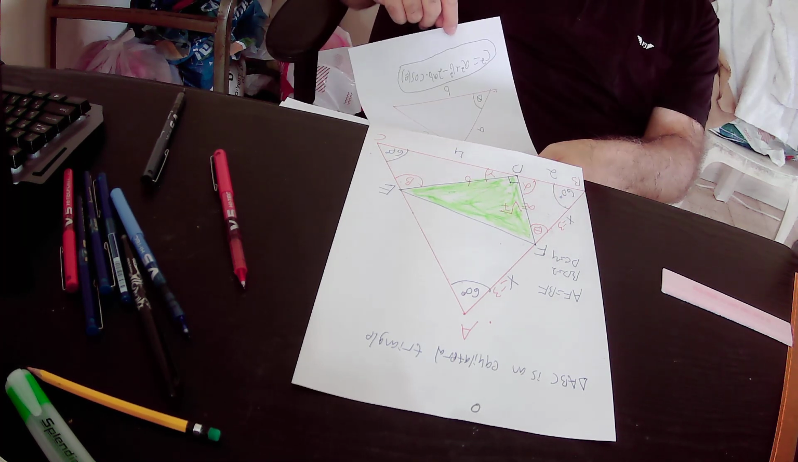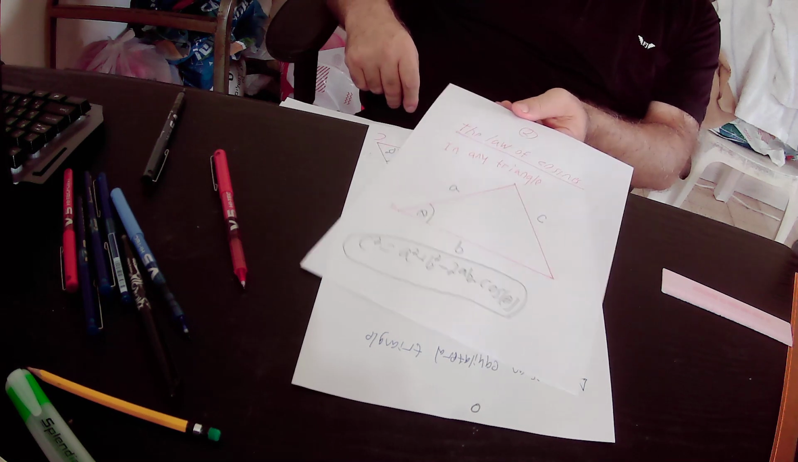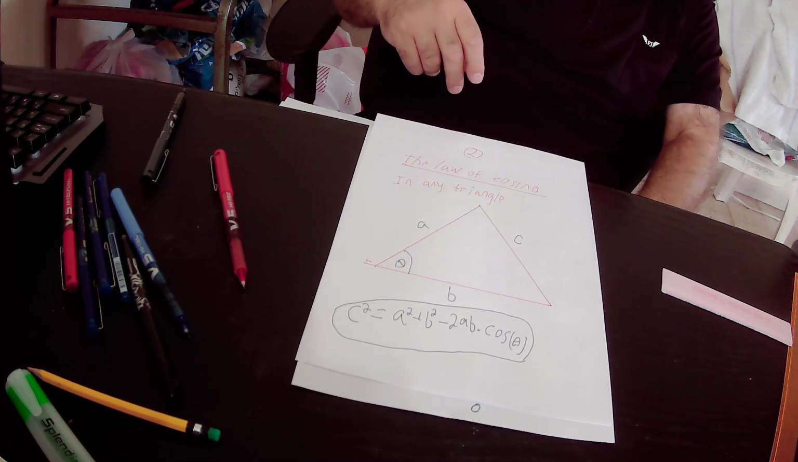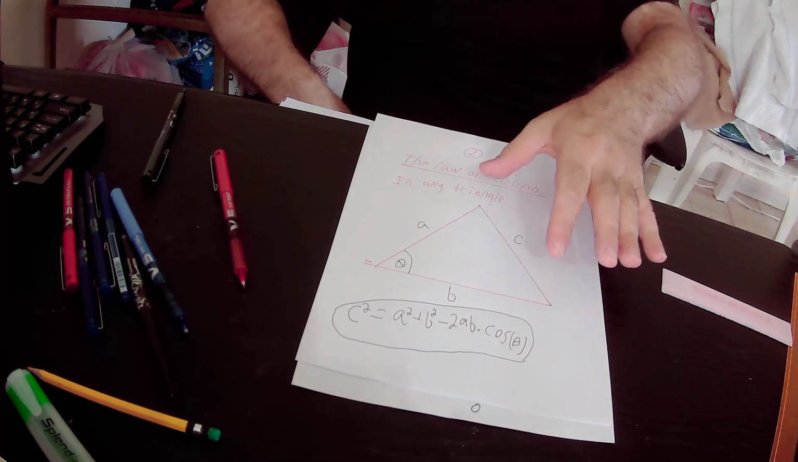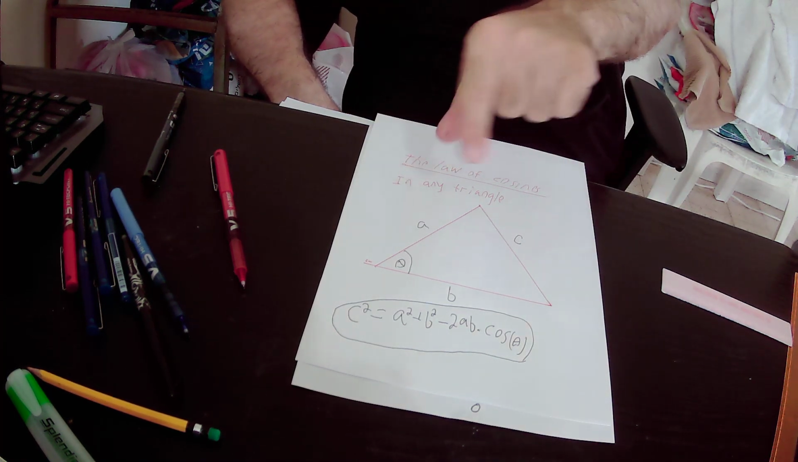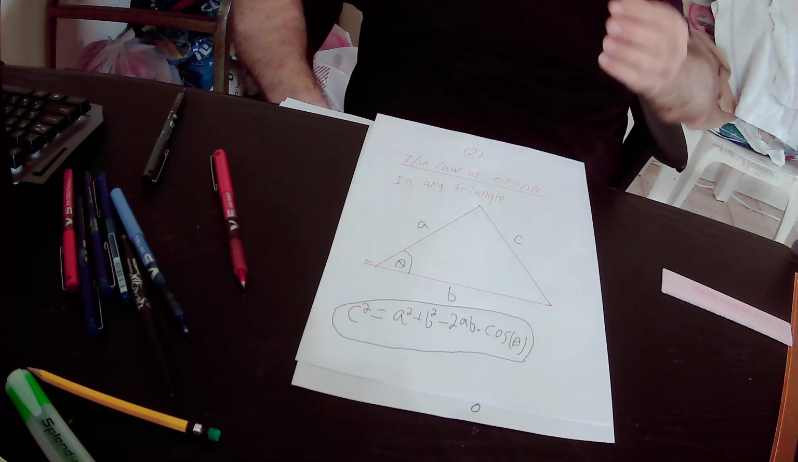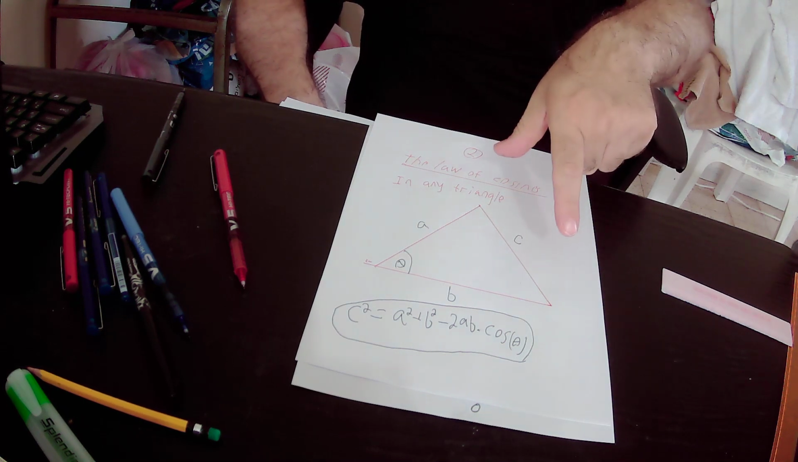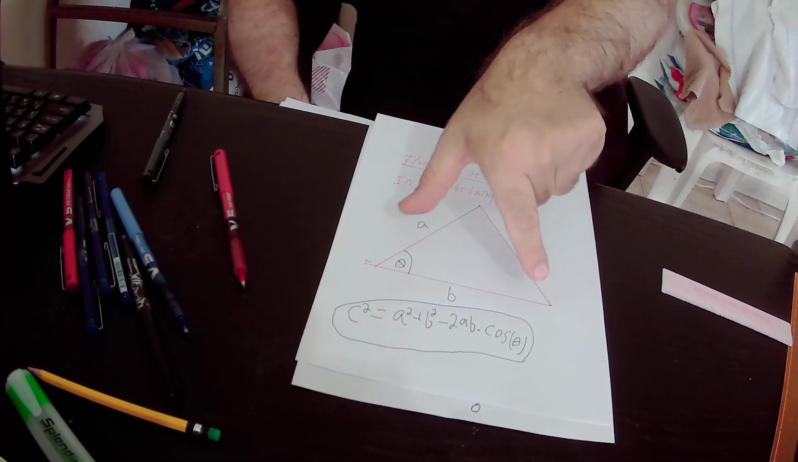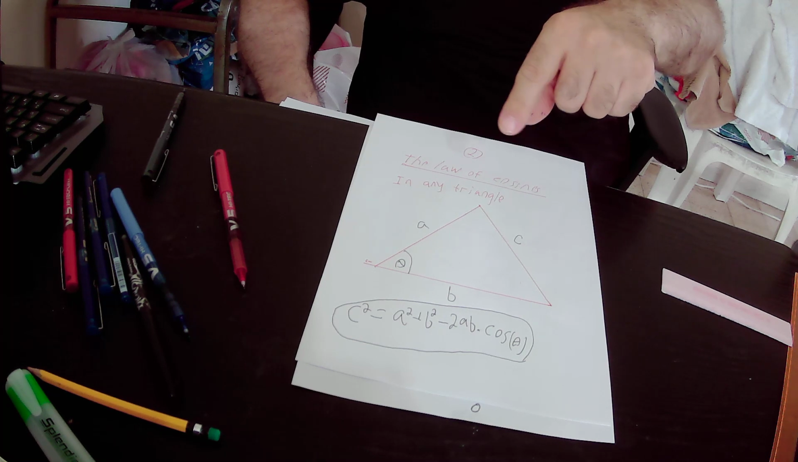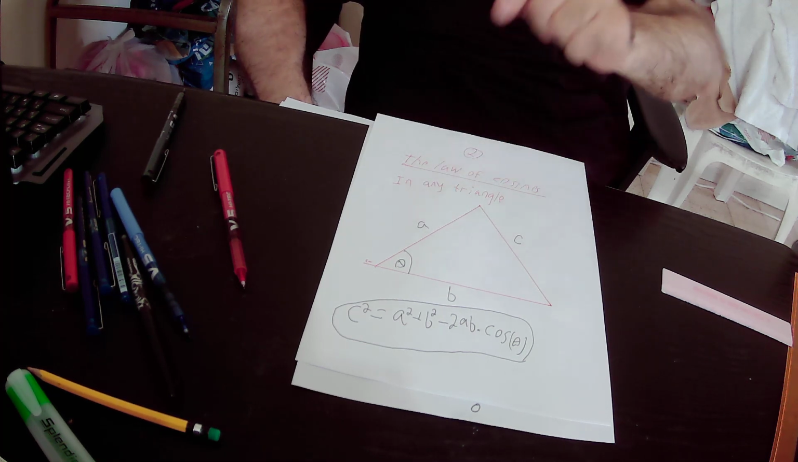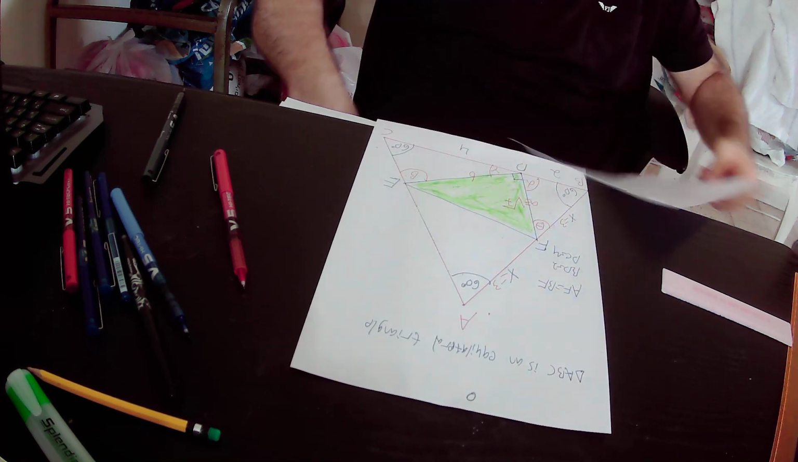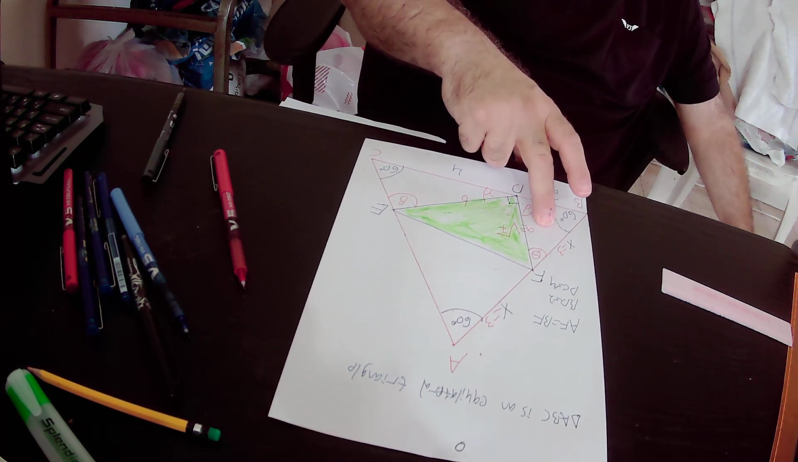What is the law of cosines? It applies to any triangle. In any triangle, c squared equals a squared plus b squared minus 2 times a times b times cosine theta. So we implemented the law of cosines in the small triangle FBD.